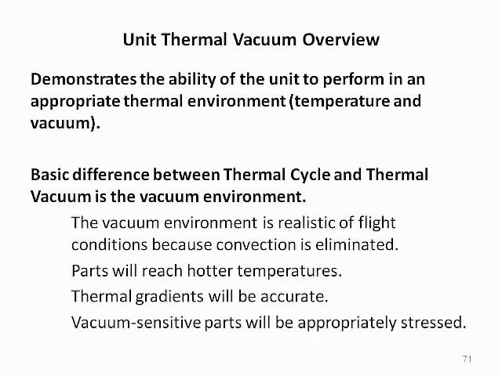The next kind of test we will discuss is the unit thermal vacuum test. Unit thermal vacuum testing demonstrates the ability of the unit to perform in an appropriate thermal environment as specified by temperature and vacuum. The basic difference between thermal cycle and thermal vacuum is the vacuum environment. The vacuum environment is representative of flight conditions because convection is eliminated, leading to higher part temperatures and more accurate temperature gradients than would be seen in thermal cycle testing. In addition, vacuum-sensitive parts will be appropriately stressed.